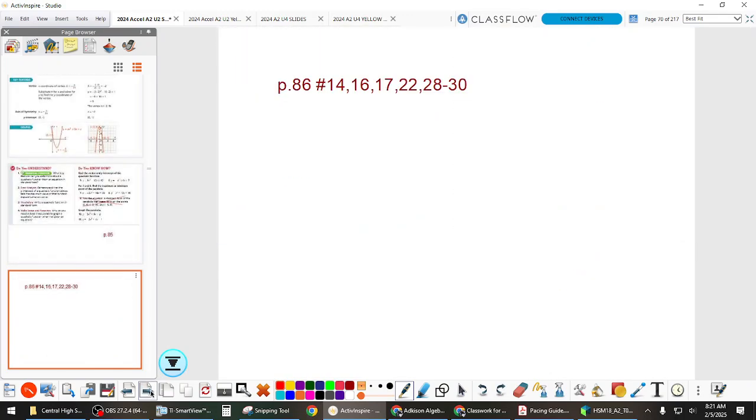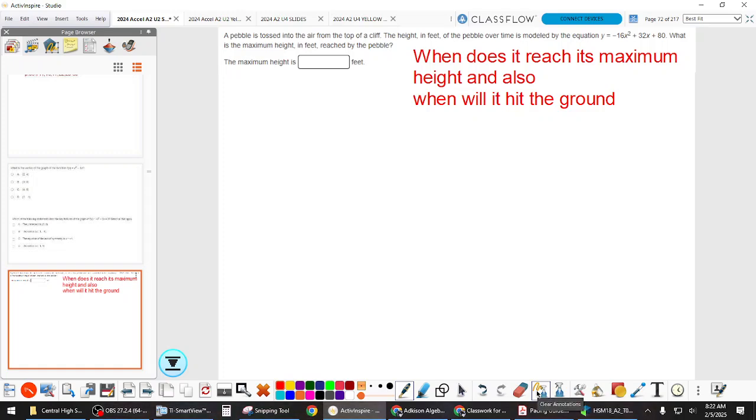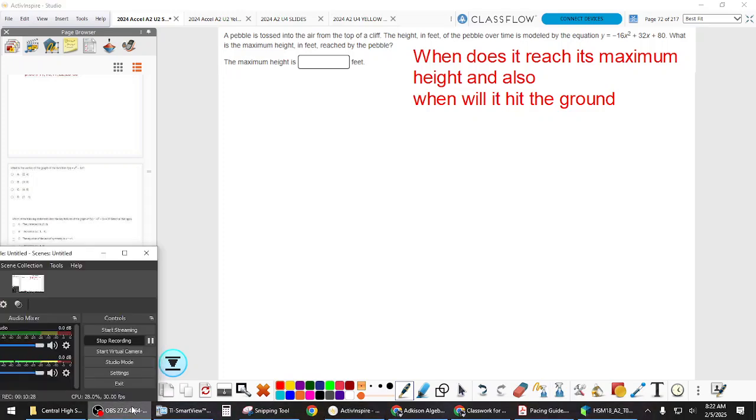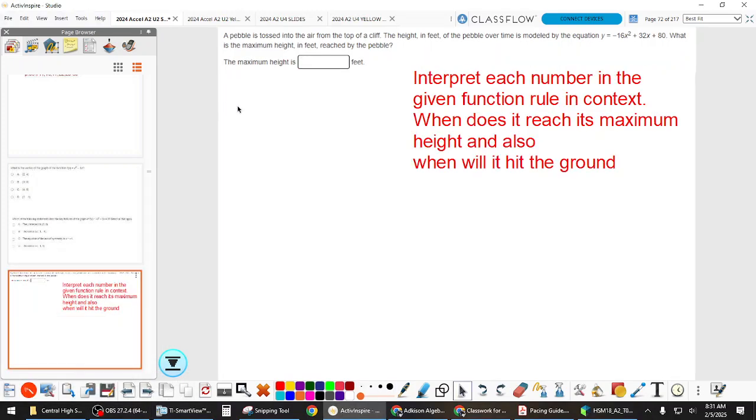Try this one. Probably have to zoom that, it's pretty small. So I've added, so the main question is what is the maximum height, but I also want you to answer those questions as well. But let me zoom it. So remember that the maximum is where? The vertex. Yeah. But it's the y value of the vertex. So, but we need the x value first. And that would be negative 32 over 2 times negative 16, which is 1.